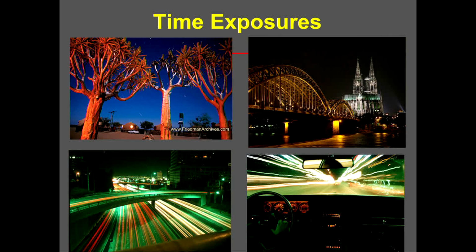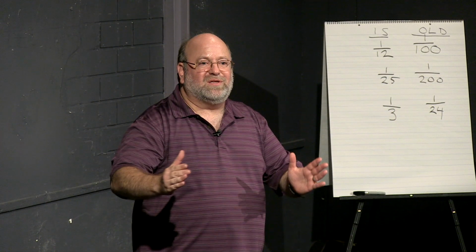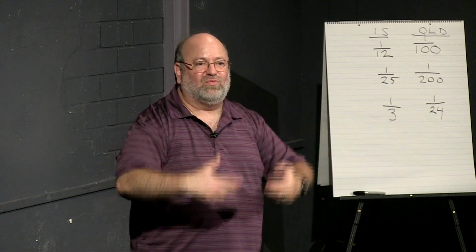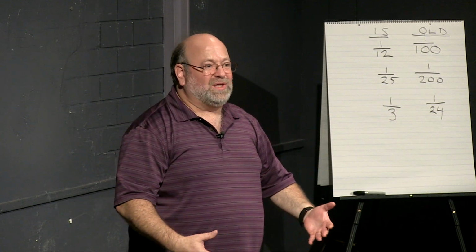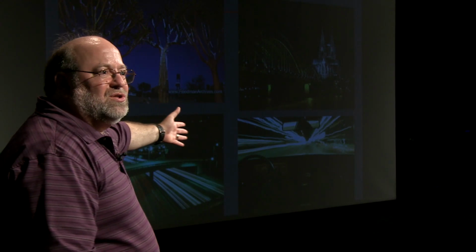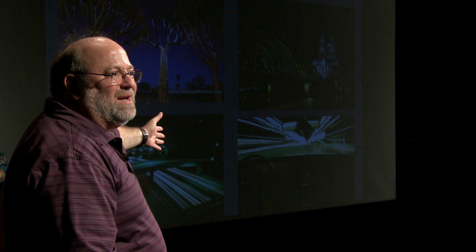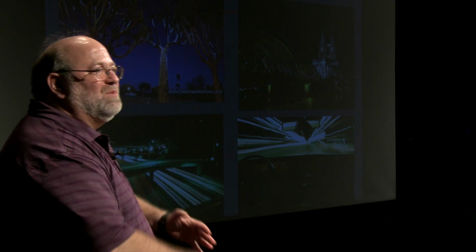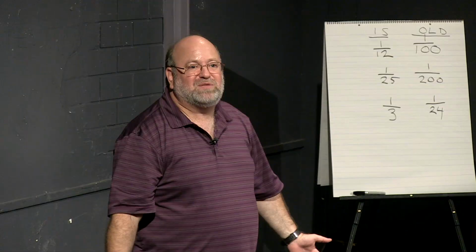So we talked about shutter speeds, and the lower the light gets, the longer the shutter has to stay open in order to collect more light. Now, what if the light gets really, really, really low? Like, for example, if you're shooting nighttime shots. Sometimes you can shoot at 30 seconds, sometimes a minute, sometimes 5 minutes, sometimes 10 minutes. These are called long exposure or time exposure shots.